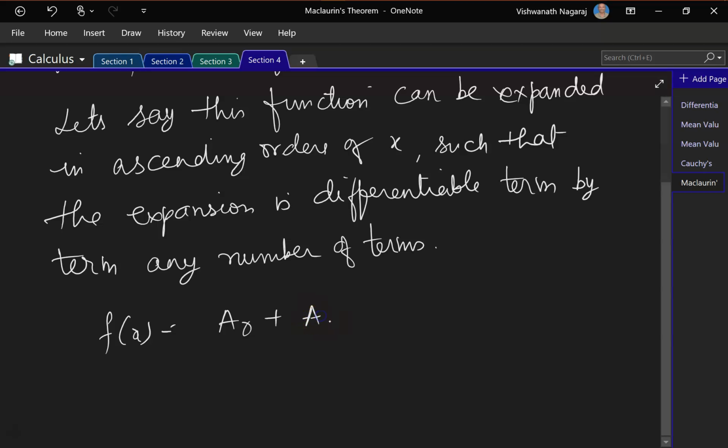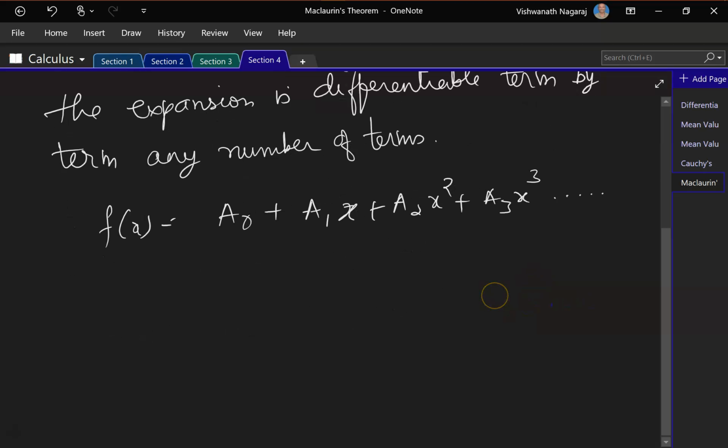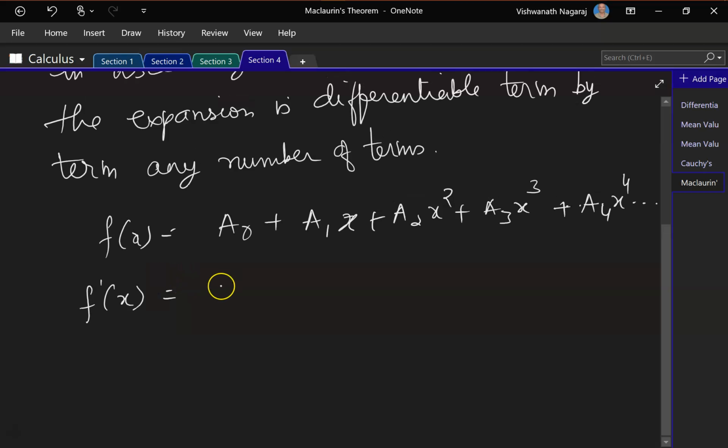So a0 plus a1 x plus a2 x square plus a3 x cube and so on. Now let's differentiate this. So if we differentiate it, what will happen? We get a0 will disappear, a1 plus 2a2x plus 3a3x square plus 4a4x cube and so on.